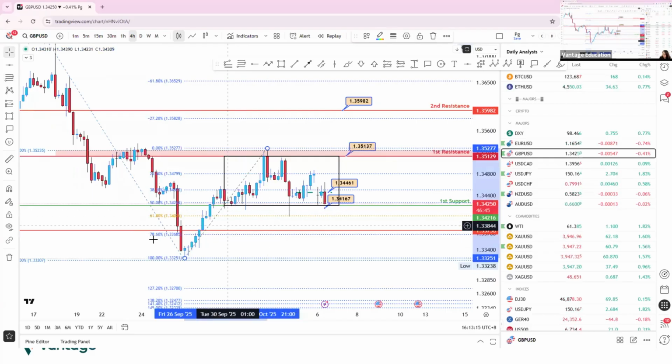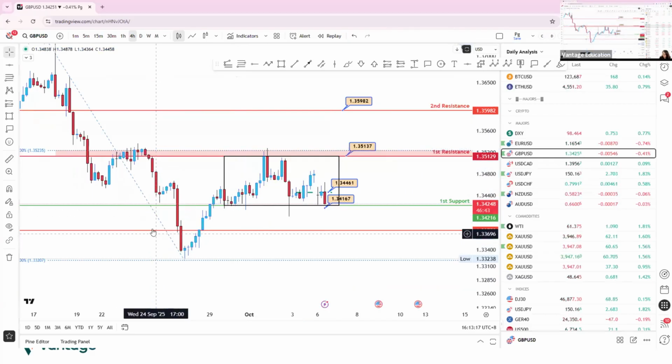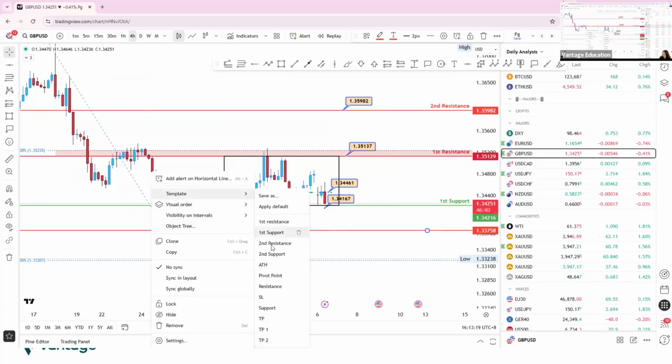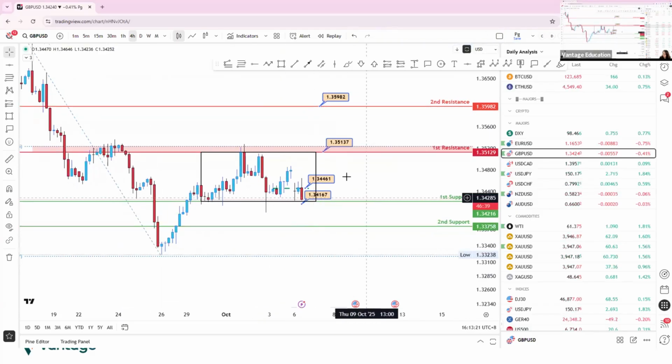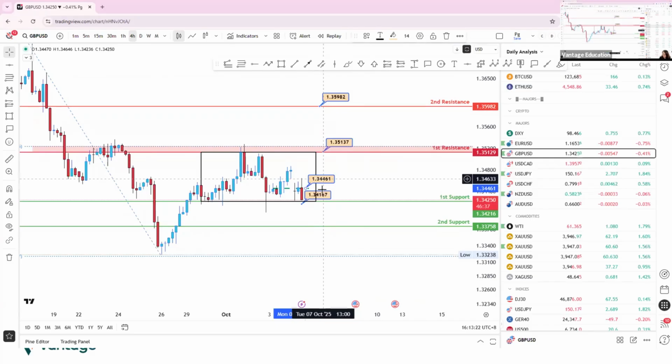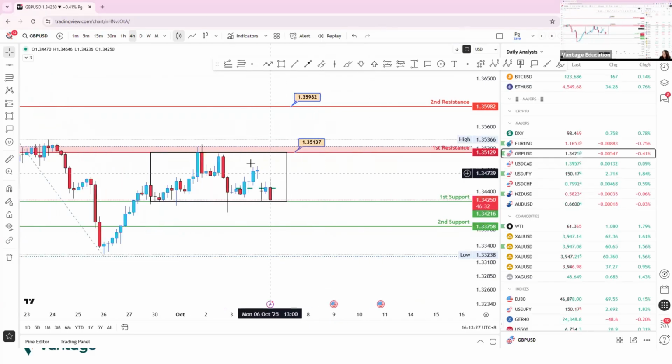78.6%, that is 61.8. Pick here. Second support level. Take note of this level. If they close below, you can wait for a pullback and then sell. Something like that. Okay.